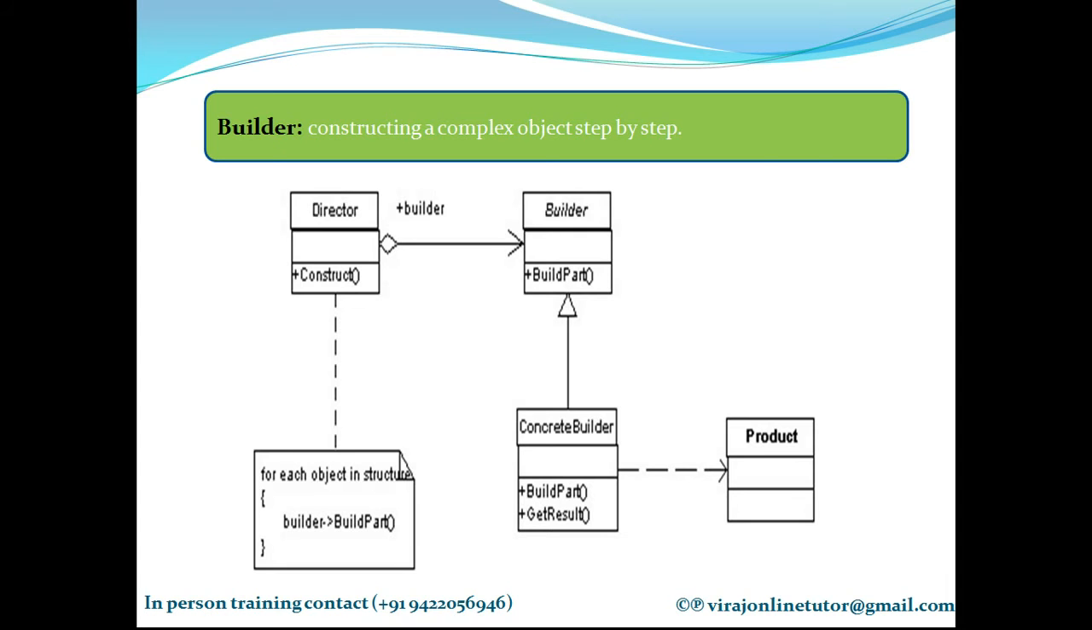So DoorBuilder will build a door, WheelsBuilder will build wheels, SteeringBuilder will build steering, WindowBuilder will build a window. So a concrete builder is actually building only that specific component. It is building that part only. So for each step, a different respective concrete builder is invoked.